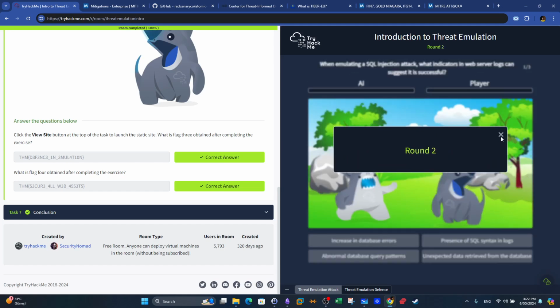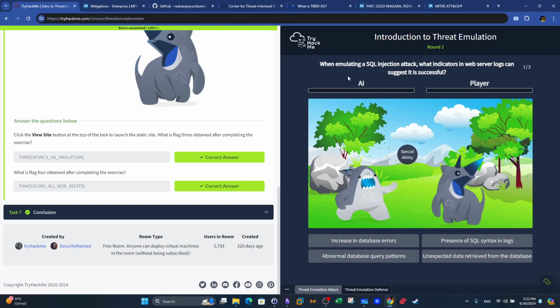Round 2, fight. When emulating an SQL injection attack, what indicators in web server logs can suggest it is successful? So you are a SOC analyst and you are reviewing the web server logs. You want to spot indicators of compromise that suggest that there is an ongoing SQL injection attack. What will you choose here?